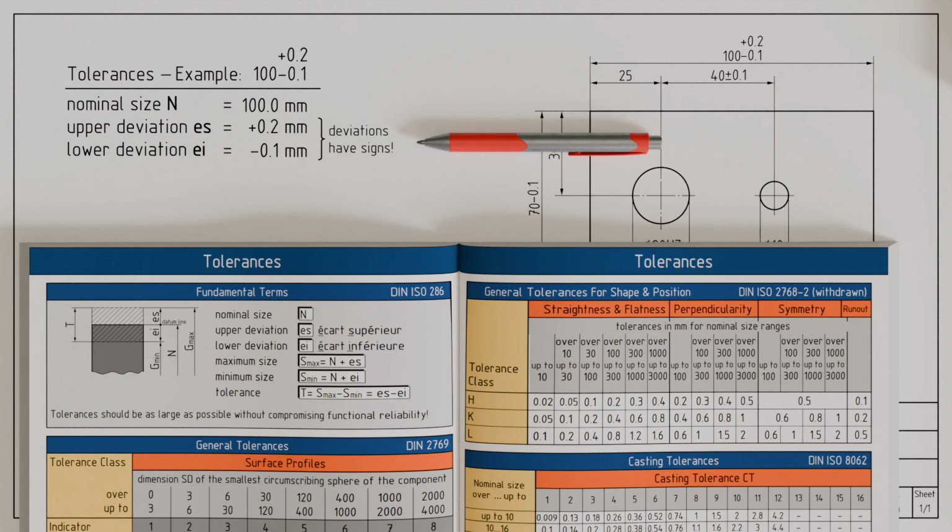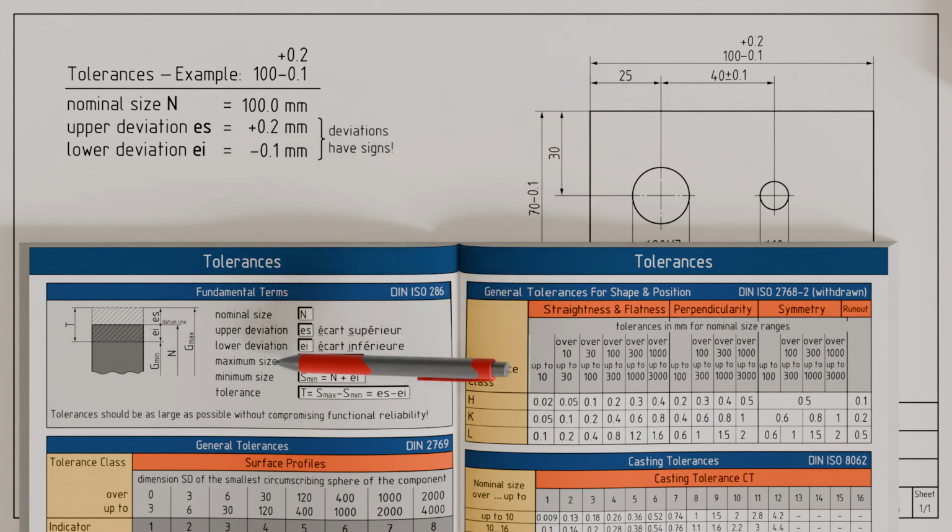Based on the given deviations, we can now determine both the permissible maximum size and the permissible minimum size, within which the actual measured value must fall. For both the maximum and minimum size, the corresponding value results from the sum of the nominal size and the deviation with its sign.